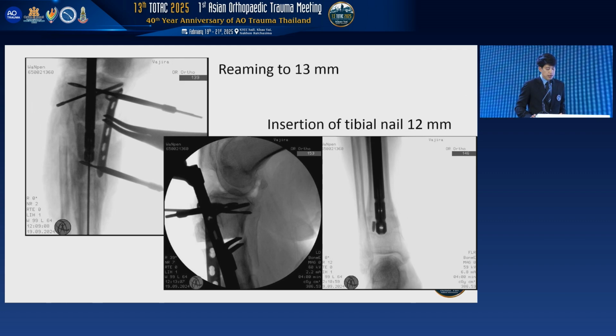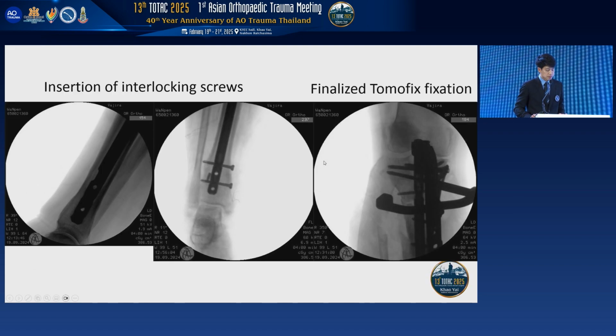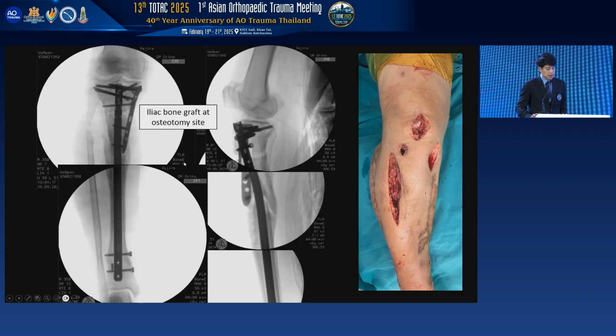And at that time, I ream to 13 millimeters and insert a bigger nail, 12. And insertion of the locking screw and proximal locking screw, and finalize the Tomofix. And then I bone graft the osteotomy site and also bone graft the non-union site. So this is the final alignment. This is the clinical picture of the wound.